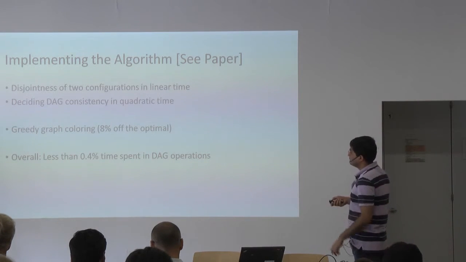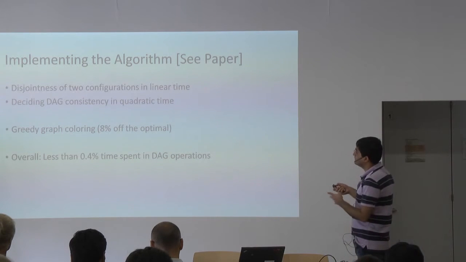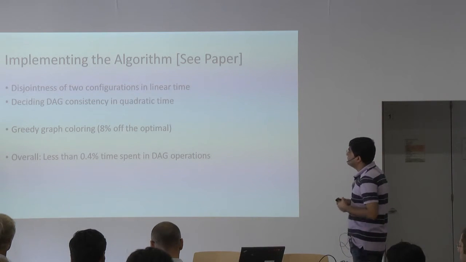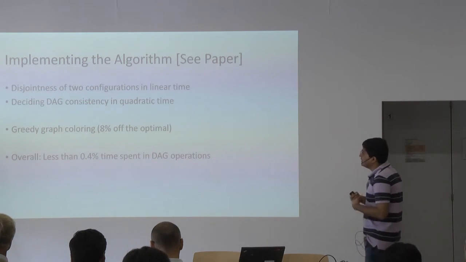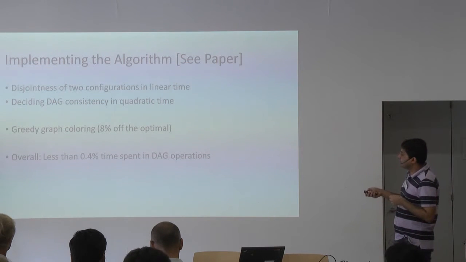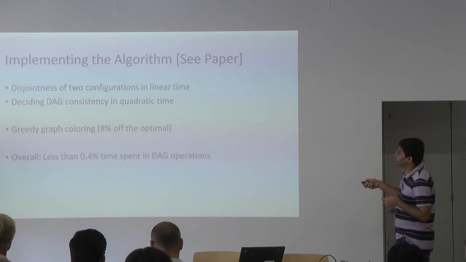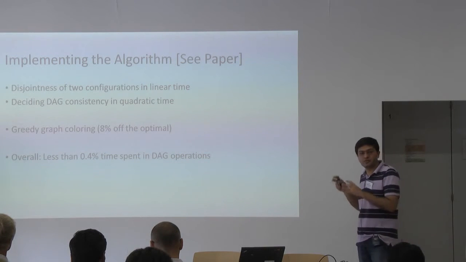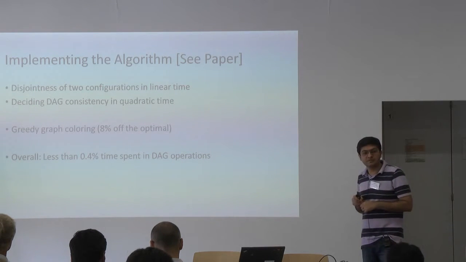Okay, so overall, what we found is, you'll find these algorithms in the paper: deciding whether two configurations are disjoint, whether a given DAG is consistent, how we do graph coloring, and so on. And at the end of the day, less than 0.5% of the time is actually spent doing all of this, because this is overhead that you don't pay in tree inlining. So we want this overhead to be as small as possible.